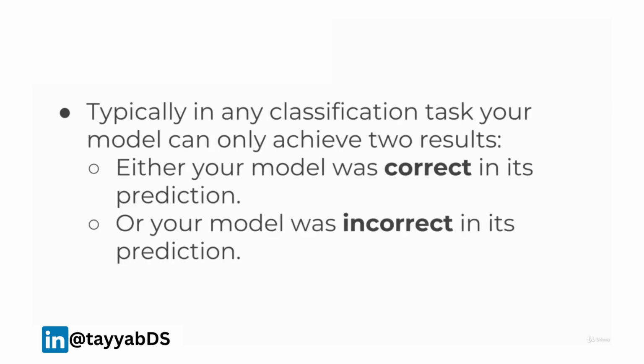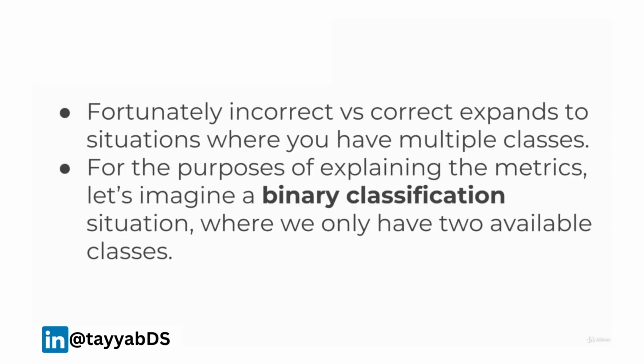Typically, in any classification task, your model can only achieve two results. Either your model was correct in its prediction, or your model was incorrect in its prediction. And fortunately, incorrect versus correct expands to situations where you have multiple classes. It doesn't matter if you're trying to predict categories with 8 different types of classes. Your model fundamentally only has two outputs, either a correct output or an incorrect output when it comes to classification.